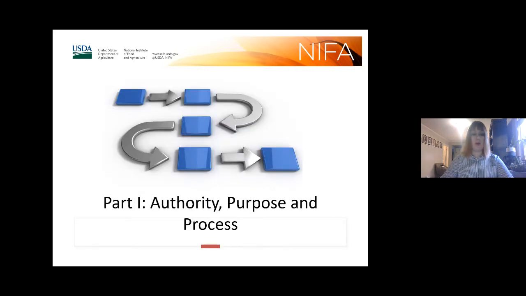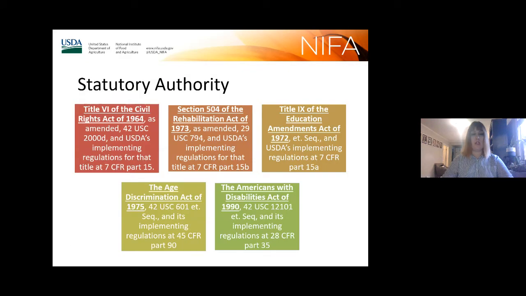So to start off, what makes up our compliance reviews. The statutory authority that we conduct our compliance reviews under includes Title VI of the Civil Rights Act of 1964, which prohibits discrimination based on national origin, race, and color in programs that receive federal financial assistance from any department of the federal government, including USDA NIFA.